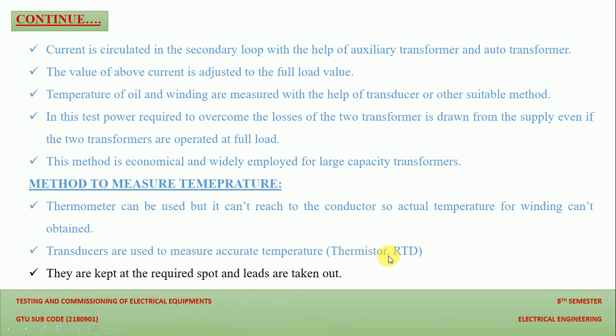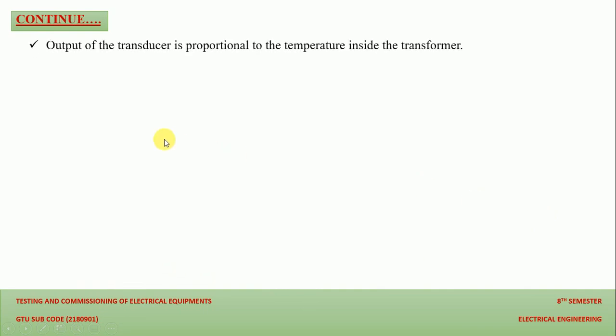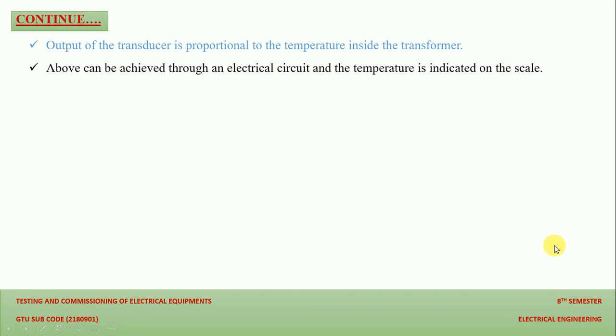So these are the devices that we use to measure the internal temperature of the transformer, and they are kept at the required spot where we get the maximum temperature. The leads are taken out and connected to suitable measuring devices, or we can say converting devices, to measure an accurate temperature. Now the output of the transducer is proportional to the temperature inside the transformer. That is obvious, since we have placed our transducer to measure the internal temperature of the device, and that can be achieved through an electrical circuit, and the temperature is indicated on the scale.